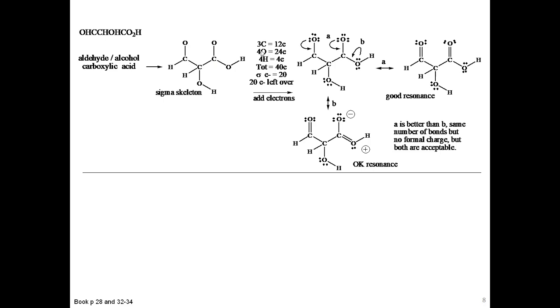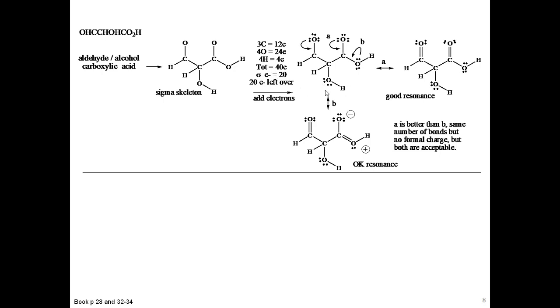So now if we count them all up, 3 carbons, 12 electrons, 4 oxygens, 4 times 6 is 24, 4 hydrogens. That adds up to 40. Sigma electrons are 2, 4, 6, 8, 10, 12, 14, 16, 18, 20. So again, we got 20 sigma electrons. There's 20 left over. So I don't see any fluorines, so I'm going to start to add those to the oxygens. So I add 2, 4, 6, 8, 10, 12, 14, 16, 18, 20. So I used up all my electrons by adding them to the oxygens.